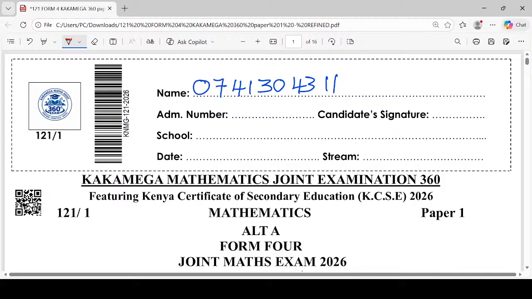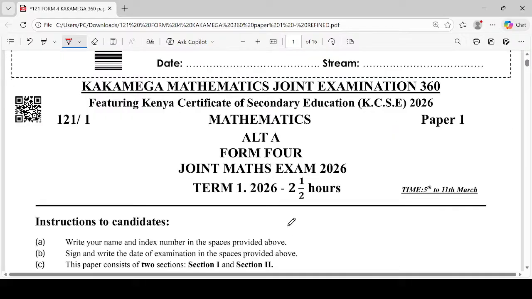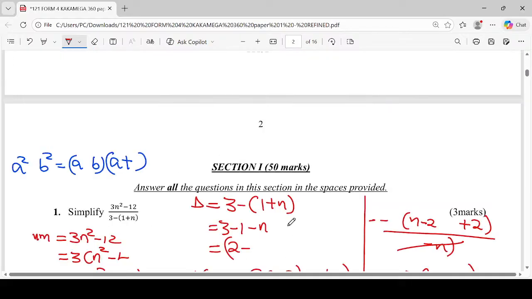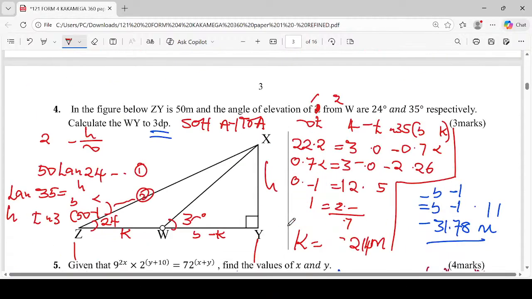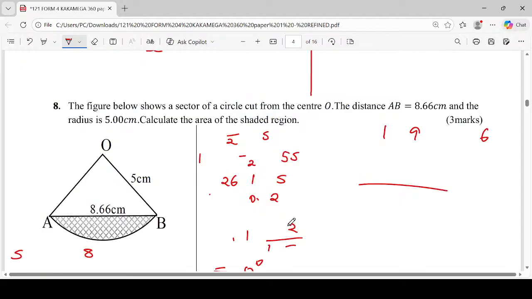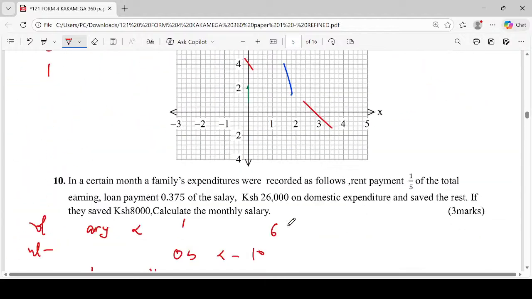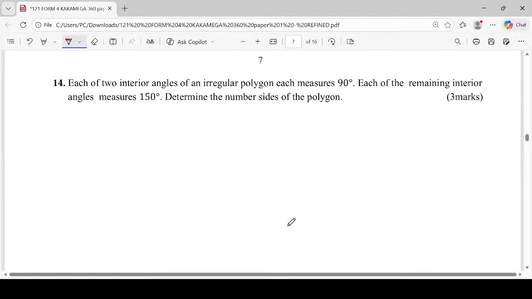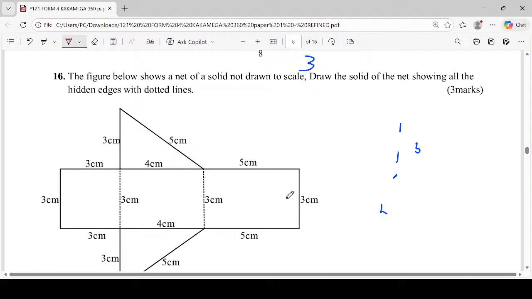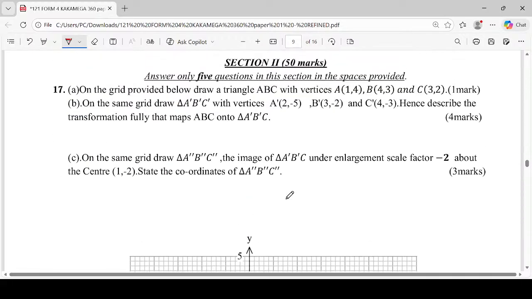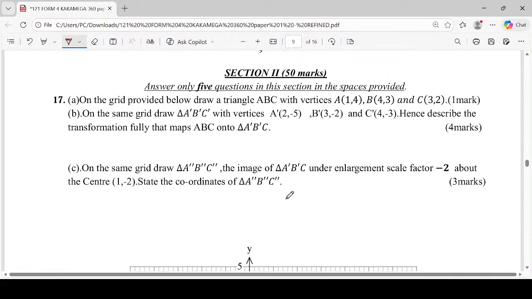So let's go straight to question number 16. We are going straight to question number 17, sorry. All of section 1 of this paper was well discussed in the previous video. You can just go and watch along. We are going to question number 17 of section B. A very, very wonderful paper.